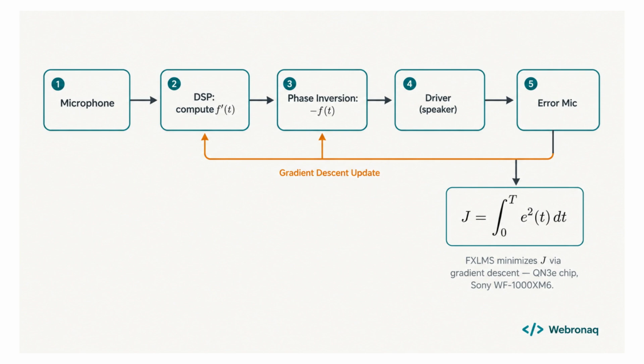It defines a cost function J as the integral of e squared of t over time. That integral measures the total accumulated error energy. The algorithm then uses gradient descent, moving the anti-phase filter's parameters downhill along that cost function to make J as small as possible continuously. This is textbook calculus optimization, applied in real time. Inside the Sony WF-1000XM6, the QN3E chip runs this loop millions of times per second, tuning the cancellation to every new environment almost instantly. The math never stops adapting.